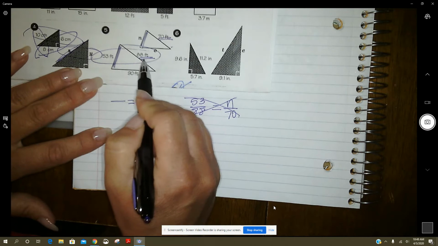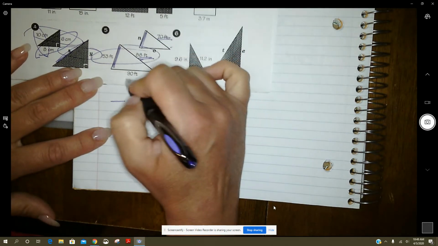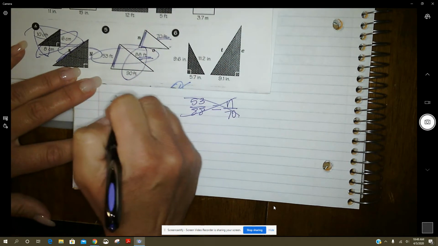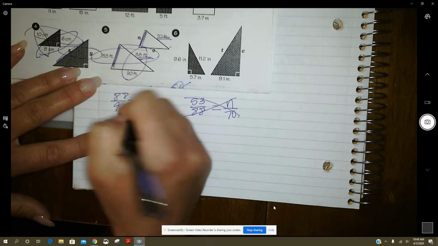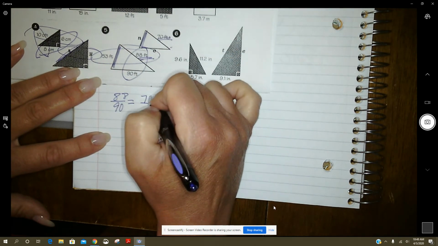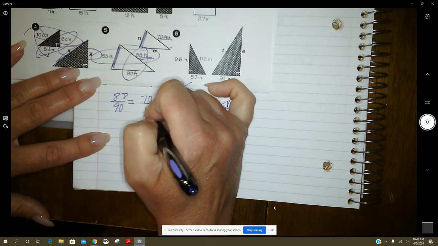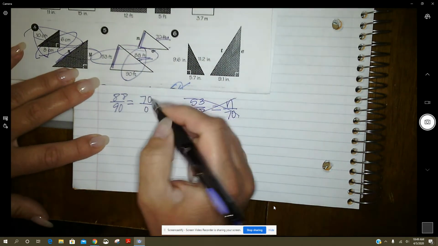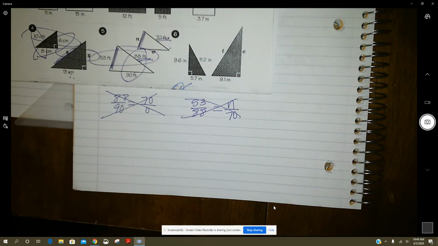So again, I want to use the 88 every time. So this time I'm going to do 88 and 90. And then 88 matches 70, so make sure those are lined up. And then 90 matches the O. Okay, and then again, you should be able to cross multiply and divide them there.